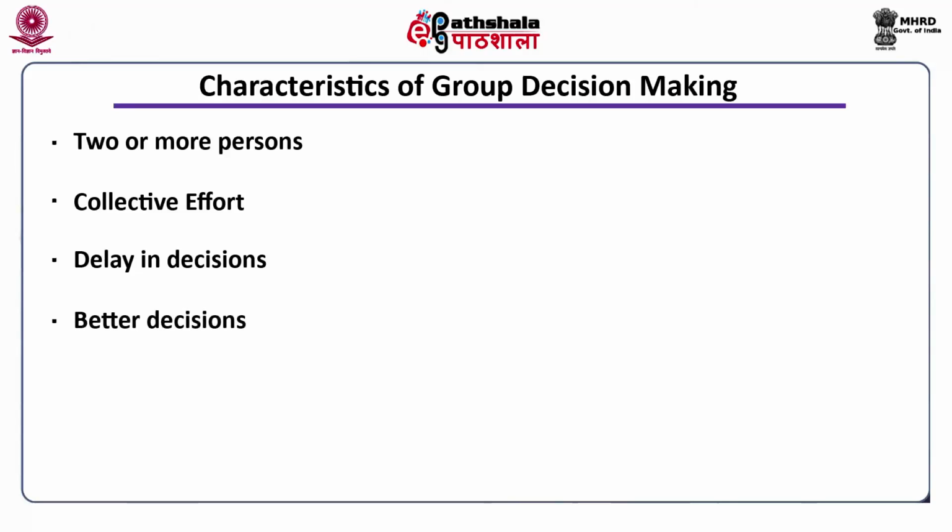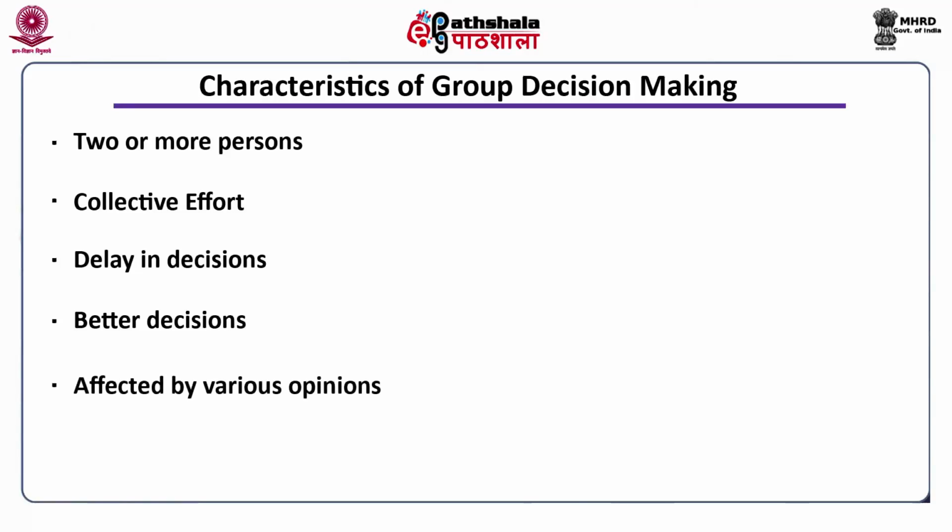Then we have better decisions. Due to the variety of opinions and suggestions, facts of which an individual may be unaware are covered during group decision making. Those facts which may not be within the reach of an individual may be presented by any of the group members during the process, which ultimately results in better decisions.